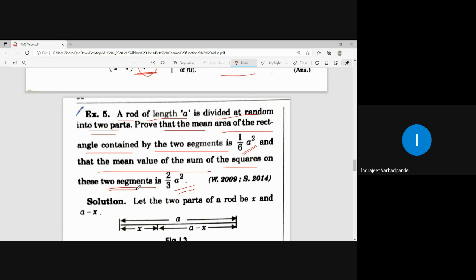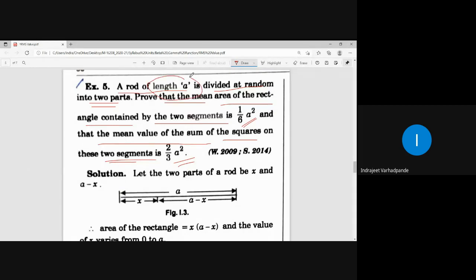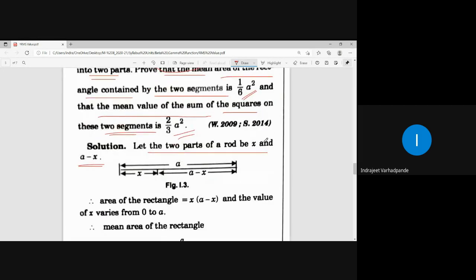Now, what can be two different parts or two different segments for a particular rod of length a? I have to meticulously divide that rod into two parts, and then accordingly one will be calculated as the actual area when it is converted to a rectangle, and secondly the mean value of the sum of the squares on these two segments. So the division of the rod of length a is done in a proper manner. Let the two parts of the rod be x and a minus x. Why have I taken this? Because one variable has to be introduced. So one part of the rod is x, the other part is a minus x.